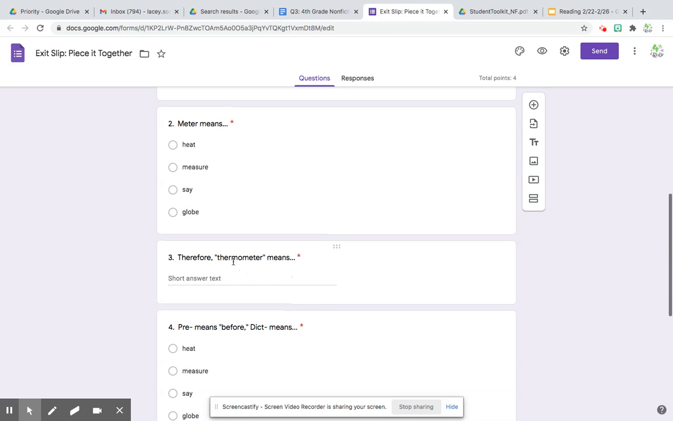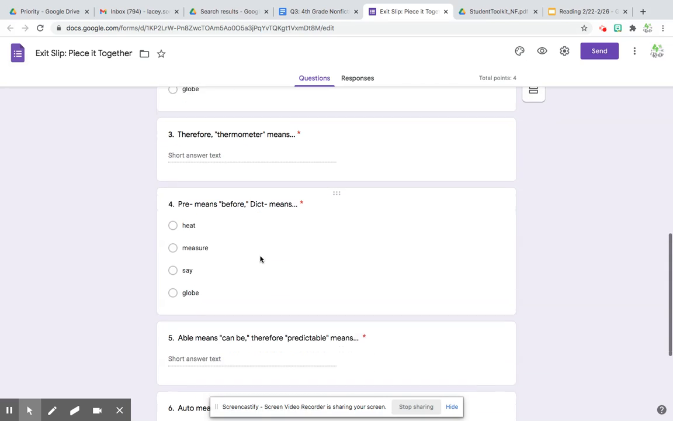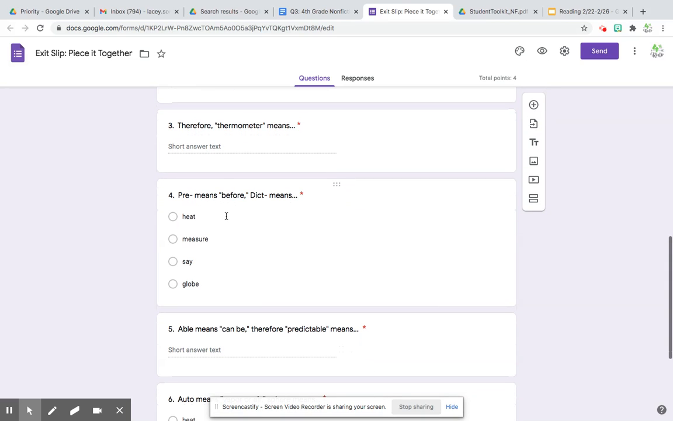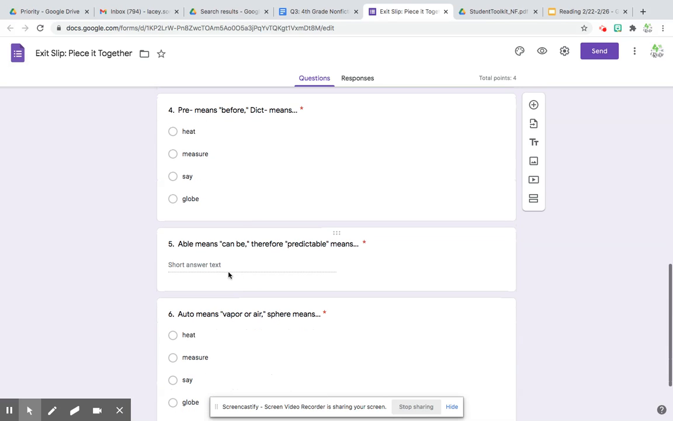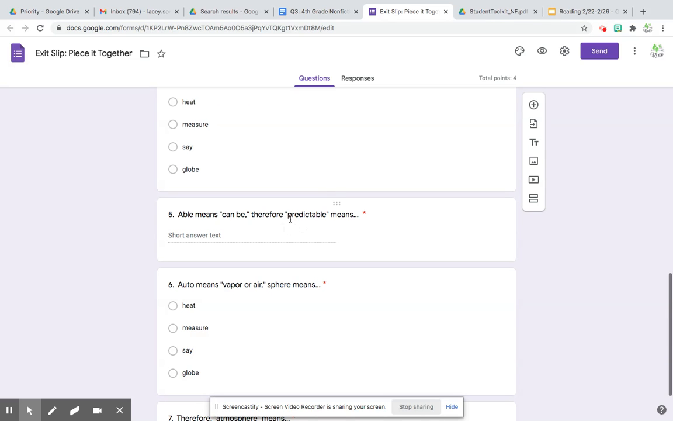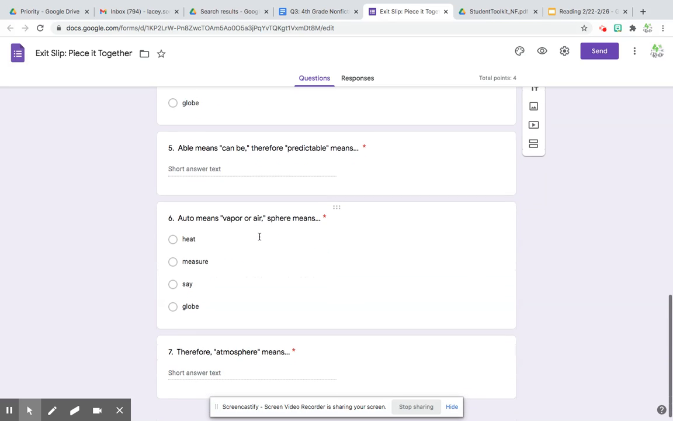So if I know therm has something to do with heat, then what would be a thermometer? We have thermometer together. Pre means before, right? So dict means, what did my chart say? Able is the idea of you can do something, having the ability. Therefore, if it is predictable, what do you think that means?